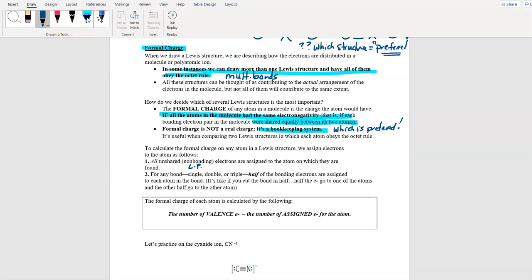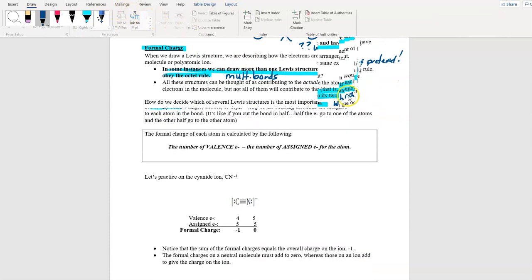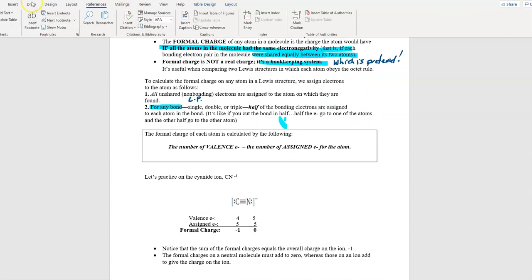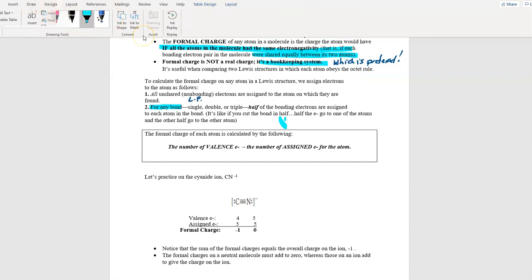However, if you have a bond, single, double, or triple, what you do is you cut the bond in half. So let's say I had this X, and let's use that structure that I did on top, okay? You would cut these in half, just like that. Let's make it a little longer. You cut them in half.